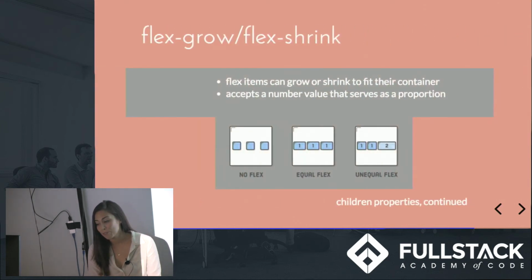Some of the more powerful child properties are flex grow and flex shrink, which embody the flexible nature of Flexbox itself. By using these properties, flex items can grow or shrink to fit their container. If all items have flex grow set to 1, the items will take up equal space within their container. However, if one of the items has flex grow set to 2, it will take up twice as much space as the others. Flex shrink works much like flex grow, except it defines the ability for a flex item to shrink.